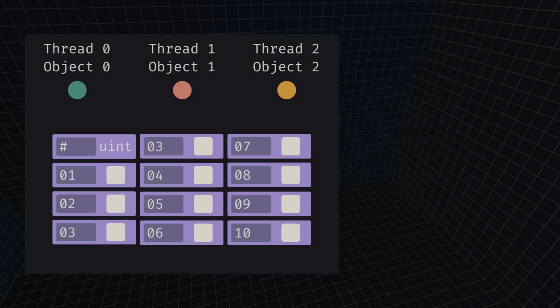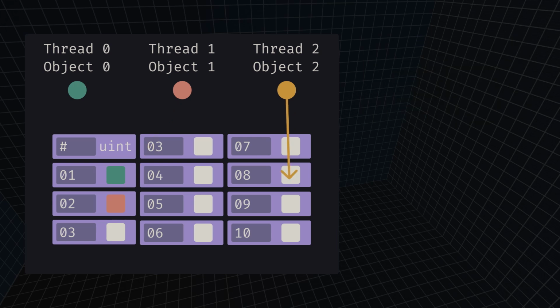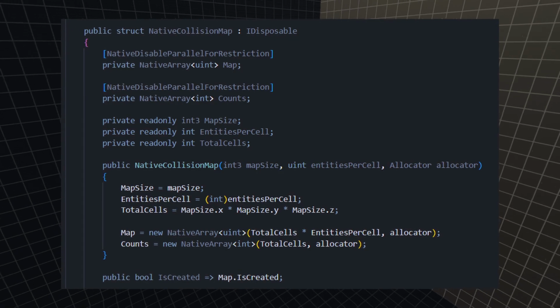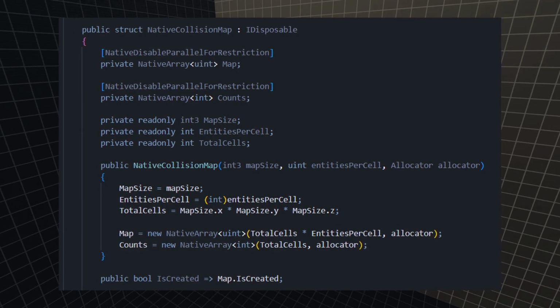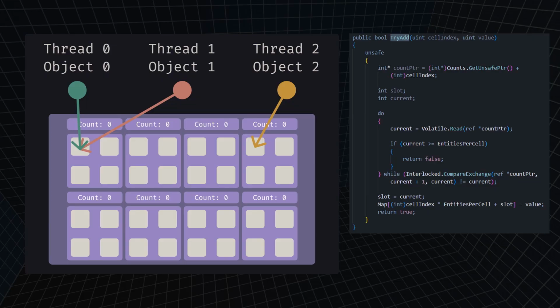ECS does provide a native parallel multi-hash map structure for this kind of scenario, but the problem is they block access to the entire array when writing to a single element. That's more than we need. When one thread is writing to one cell, all other cells should be freely accessible to other threads. So I built a custom data structure for this. It has two arrays, one for the stored indices and one for the per cell objects count. When reading from or writing to a cell, the structure locks only the memory chunks belonging to that specific cell, both the map array section and the count entry.